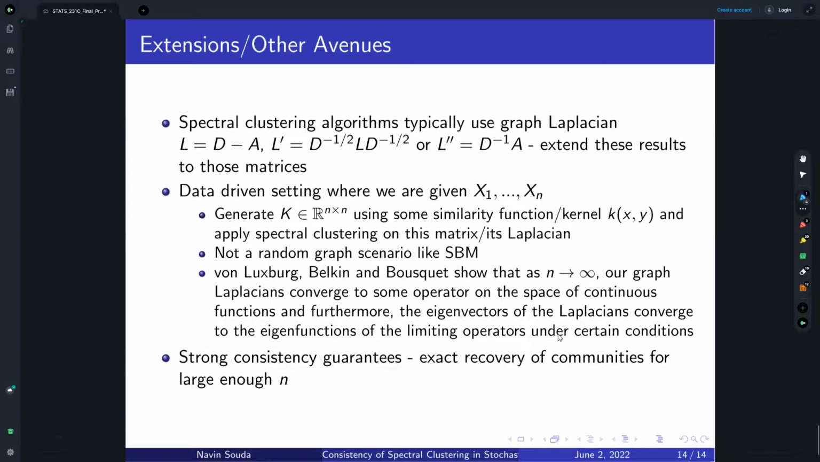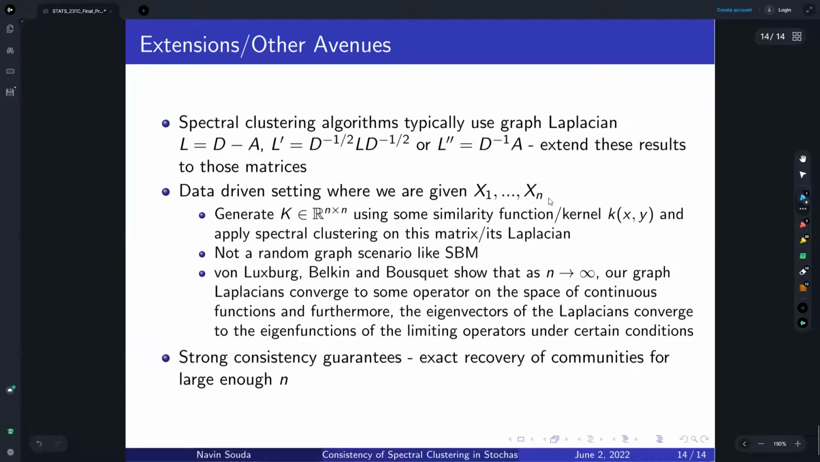So then just to talk about some extensions and other avenues, spectral clustering algorithms actually typically use the graph Laplacian rather than the adjacency matrix A. There's a few different forms of the graph Laplacian that you can choose, and some of them lead to different results. So we could try and extend results like these to those specific matrices.